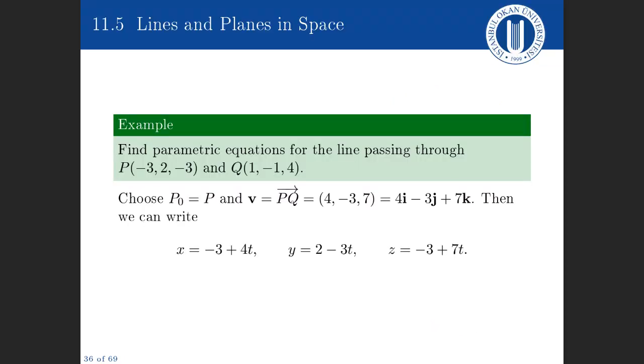Next example. Find parametric equations for the line passing through the point P and the point Q. Slightly different equation, slightly differently phrased example. We need a point on the line, but we have two. We can choose either one that we want. It doesn't matter which one we choose. I'm going to choose to use P, but it really doesn't matter. And we need a vector which is parallel to the line. And I'm choosing to use the vector from P to Q.